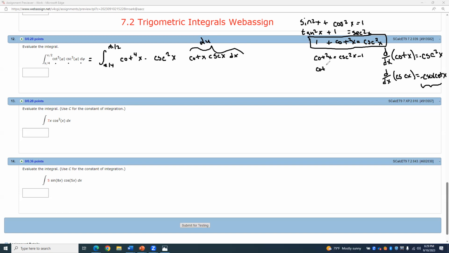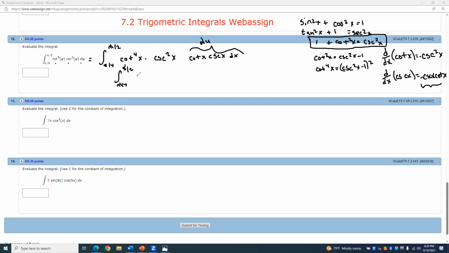Hopefully it also makes sense: if I need cotangent to the fourth, that would mean I just need to square my expression. So instead of just having cosecant squared x minus 1, I would have the quantity cosecant squared x minus 1, squared. I'm going to sub that in for my cotangent, and then I have everything in terms of cosecant. It might get bumpy along the way, but that's mostly the trig knowledge that we need.